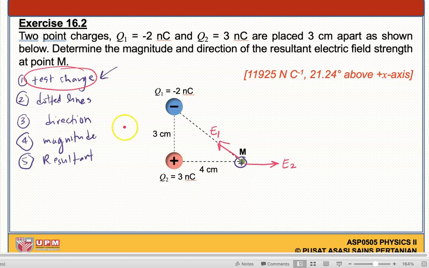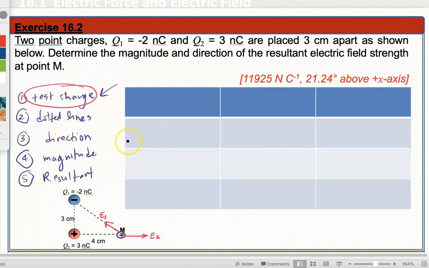Now let's find out the magnitude. Next one is finding out the magnitude. So let's find out for E1. E1 is equal to KQ1 over the distance between charge 1 to point M. And how do I find this? Using Pythagoras theorem, I will find out that this is 5 cm. 4 squared plus 3 squared, square root the whole thing will give me 5.